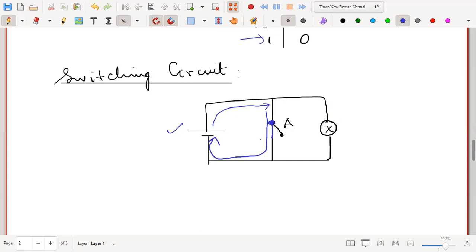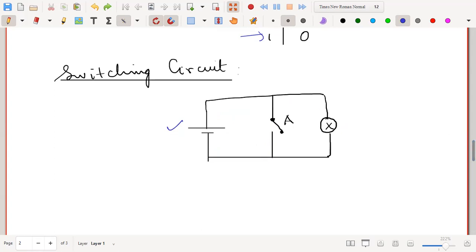Now the current is moving in this way. That means the bulb will not glow. So when the switch is closed, the bulb will not glow. When the switch is open, the bulb will glow. That means when the input is 0, output is 1, and when the input is 1, output is 0. This is a very simple switching circuit for a NOT gate, as we have seen the case for the AND gate also.